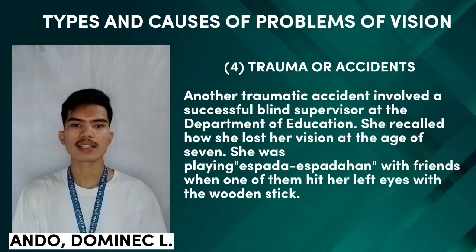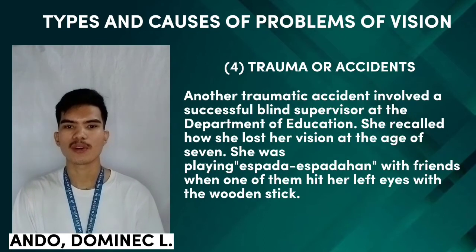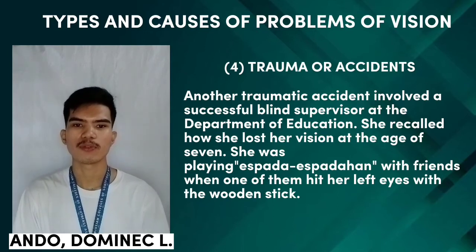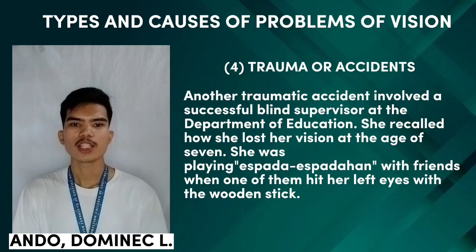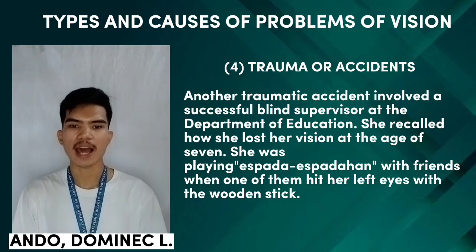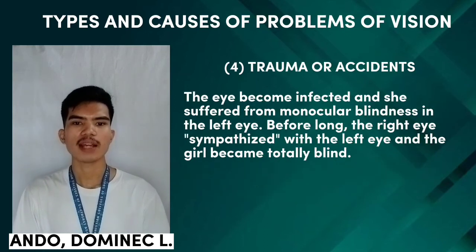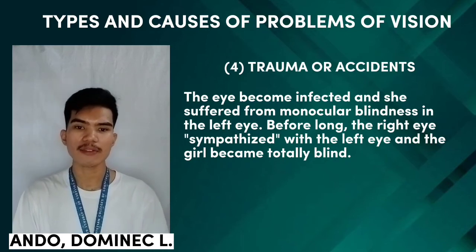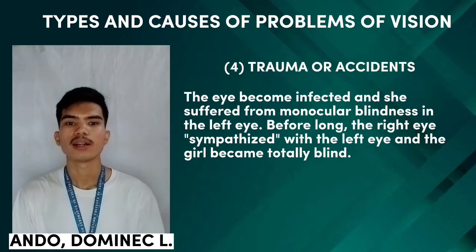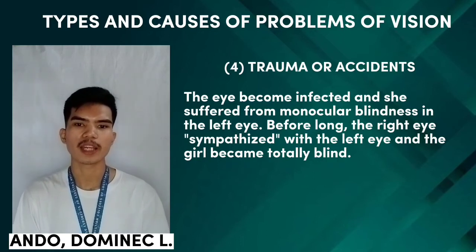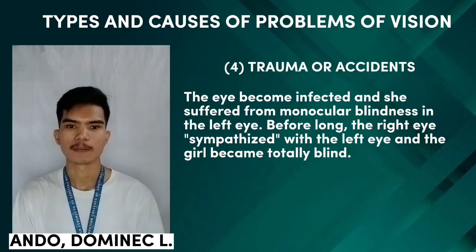Another traumatic accident involved a successful blind supervisor at the Department of Education. She recalled how she lost her vision at the age of 7. She was playing espadahan that time with her friends when one of them hit her left eye with a wooden stick. The eye became infected and she suffered from monocular blindness in the left eye. Before long, the right eye sympathized with the left eye and the girl became totally blind.